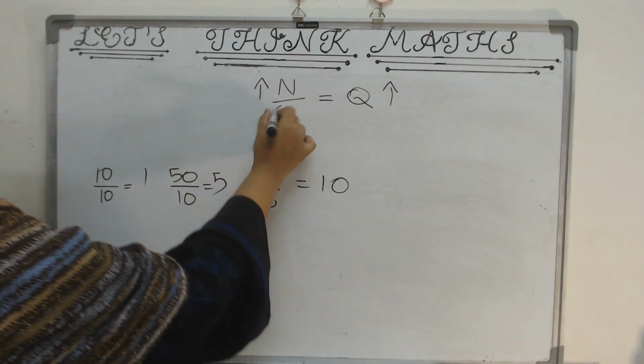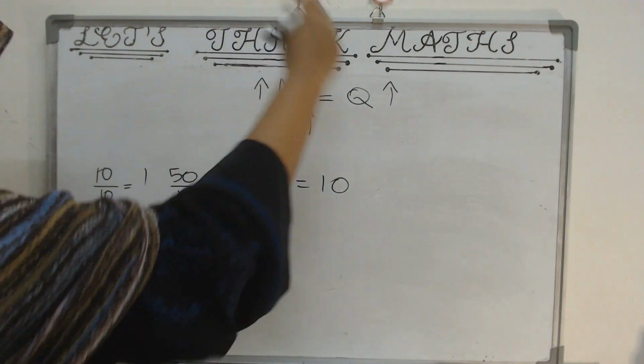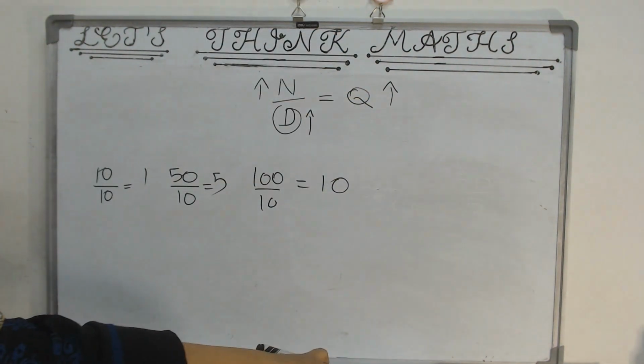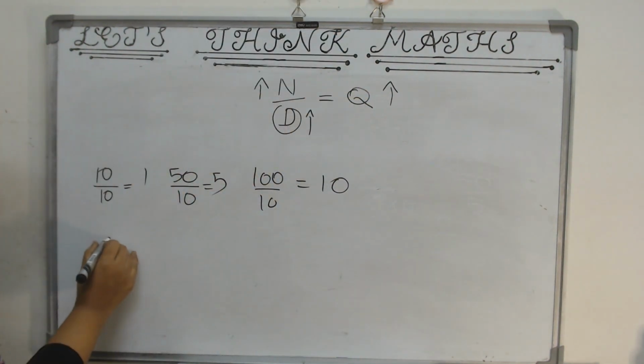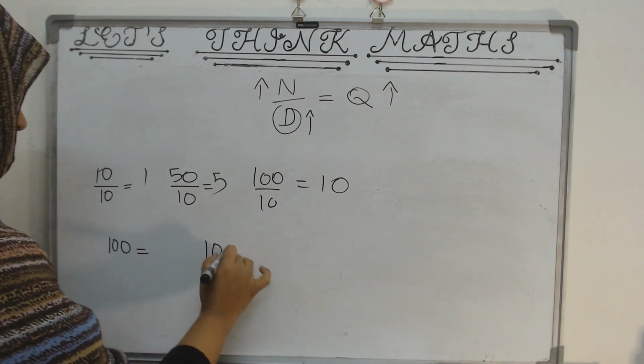Now, what happens with the denominator? As the denominator increases, your quotient will go down. Let us see that also. Here we will keep the numerator as a constant.